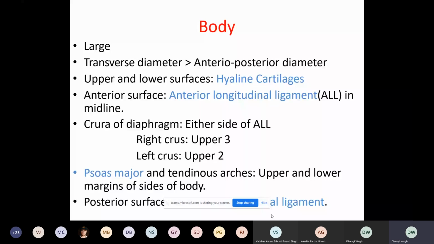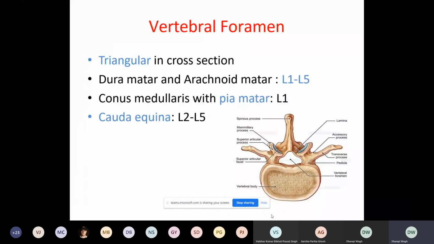Then see this regarding its vertebral foramen. You have seen it is triangular in cross section. Dura mater and arachnoid mater are present from L1 to L5. The conus medullaris is at the L1 level and the cauda equina is at L2 to L5.